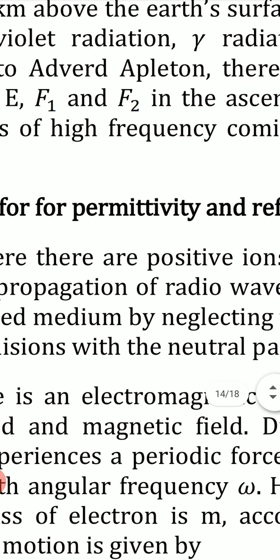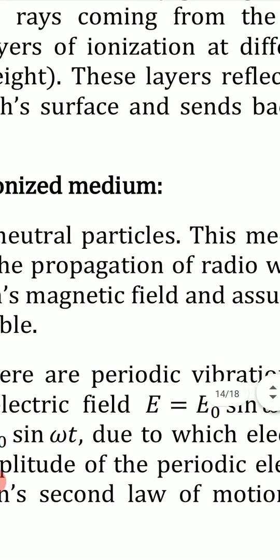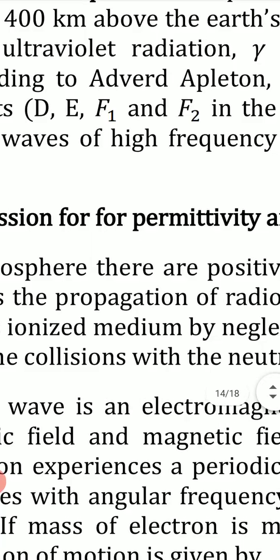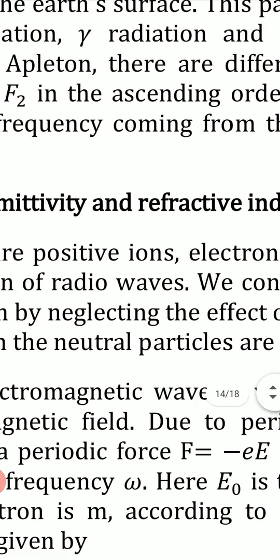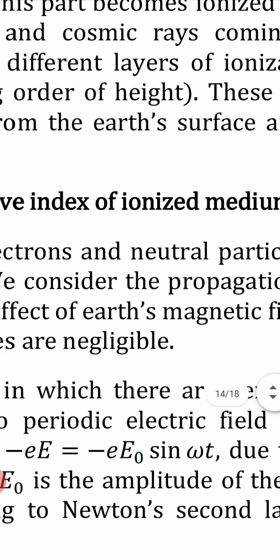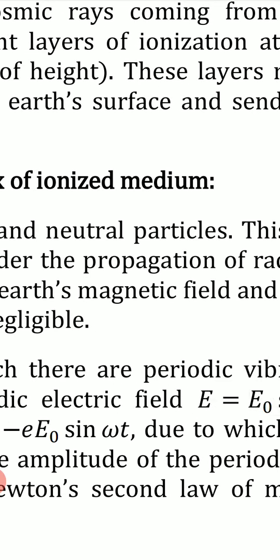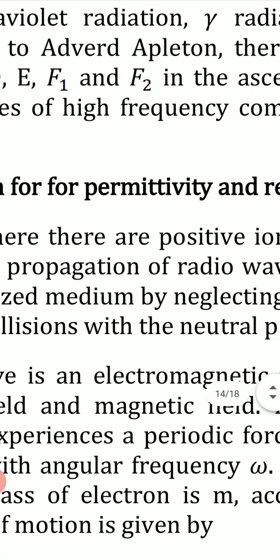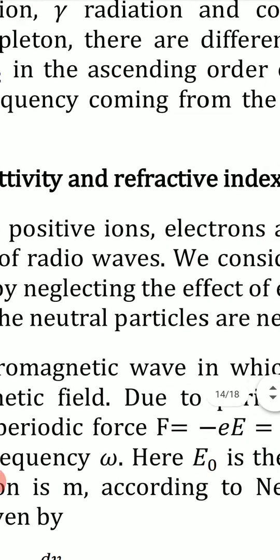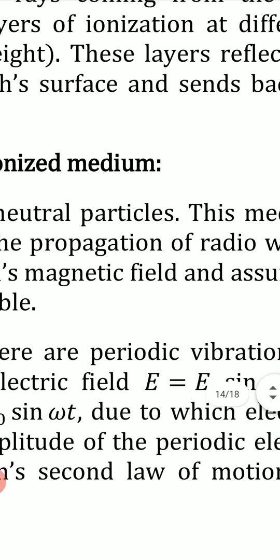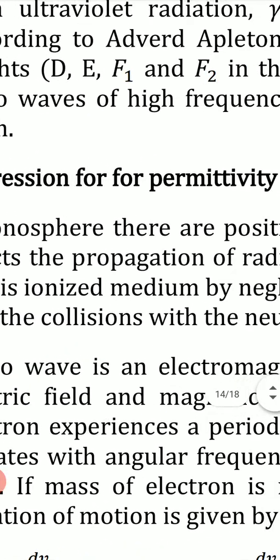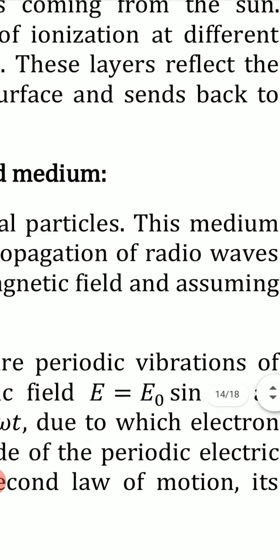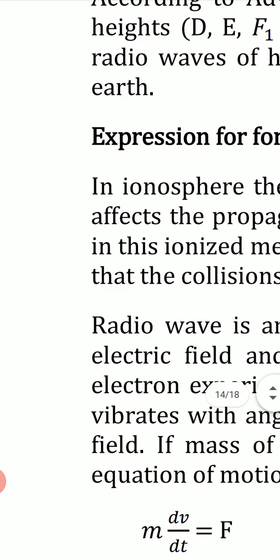According to Edward Appleton, there are different layers of ionization at different heights, D, E, F1 and F2 layers in ascending order of height. These are the ionized layers. These layers reflect the radio waves of high frequency coming from the Earth's surface and send them back to Earth.